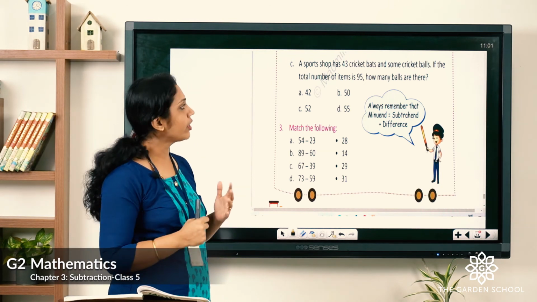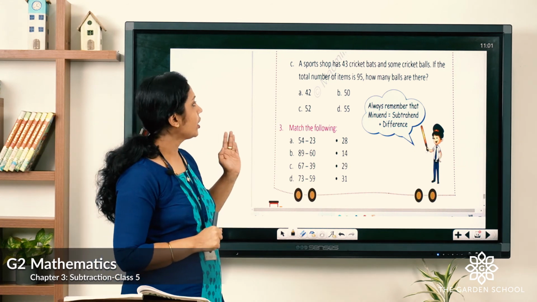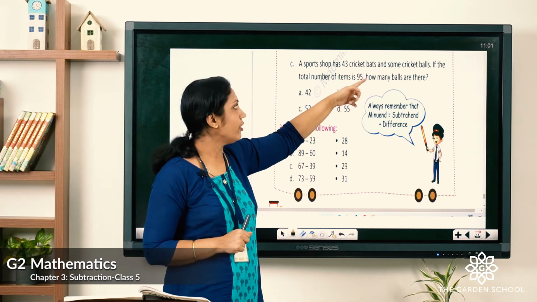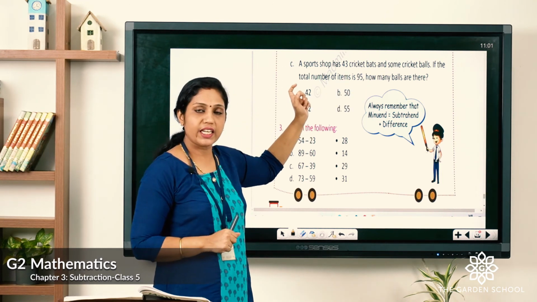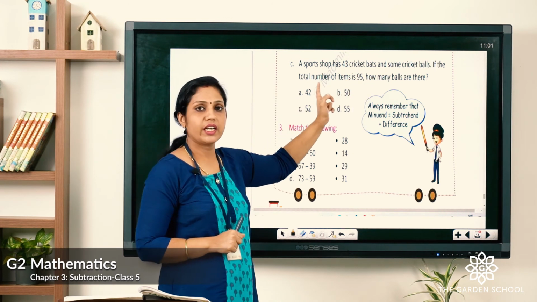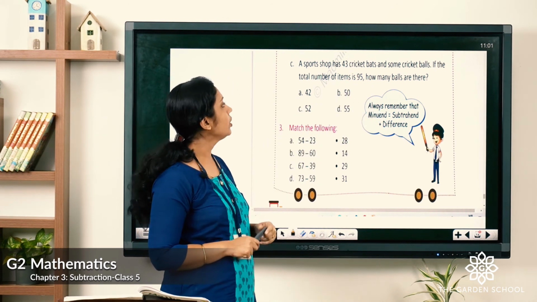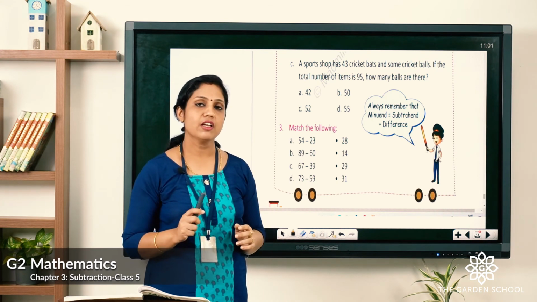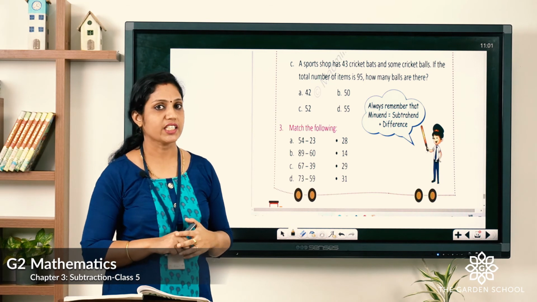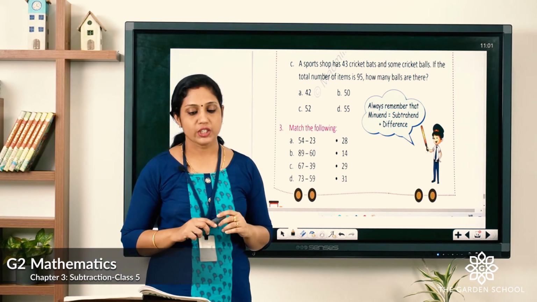For this, how can we write down the steps? Total number of items with the shopkeeper is equal to 95. Total number of cricket bats is equal to 43. Number of cricket balls is equal to 95 minus 43. Find the answer and tick the correct option here in your textbook. Let's move on to the next question.